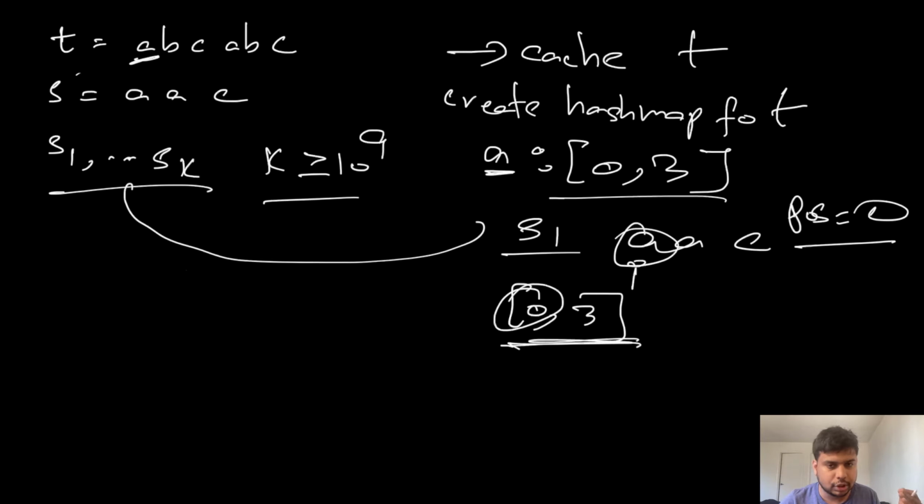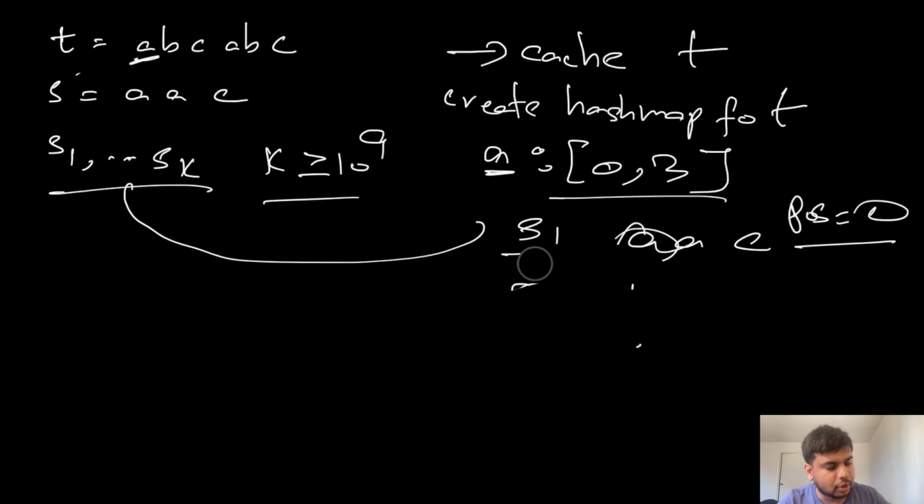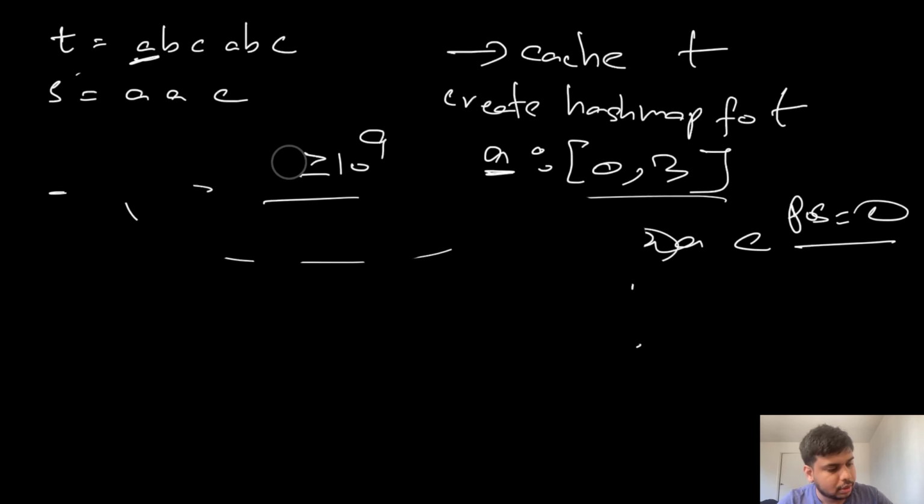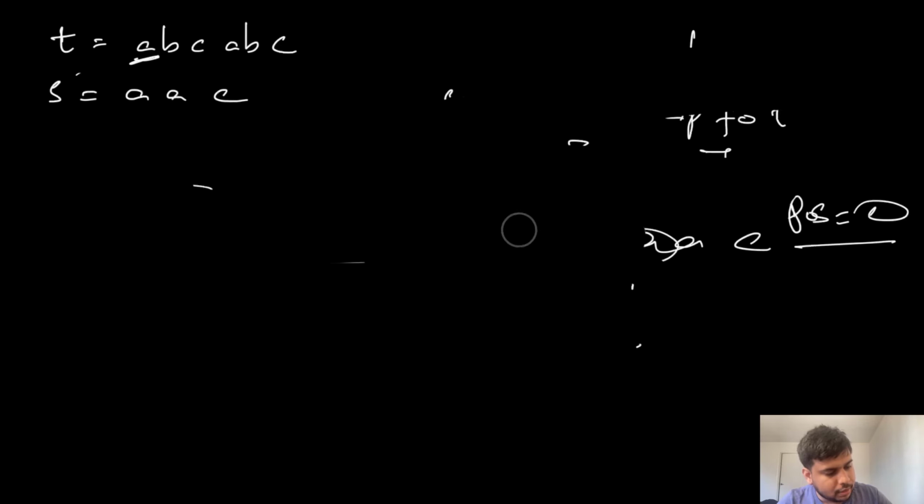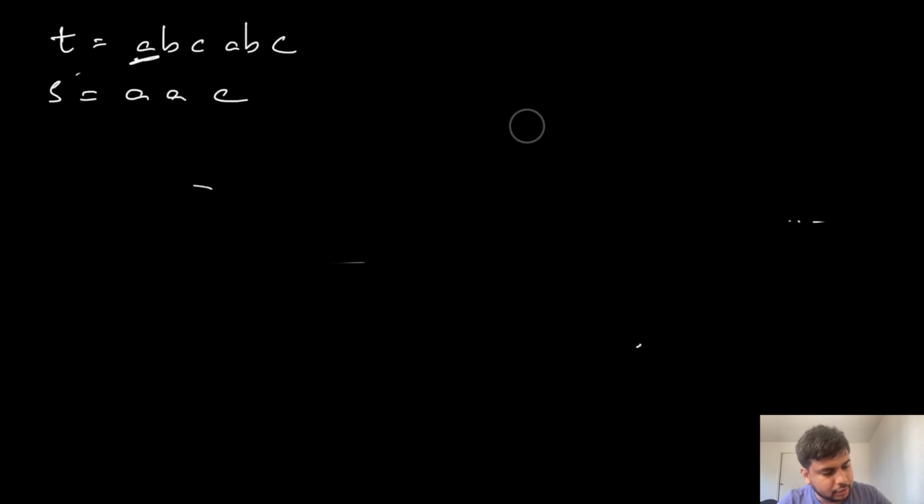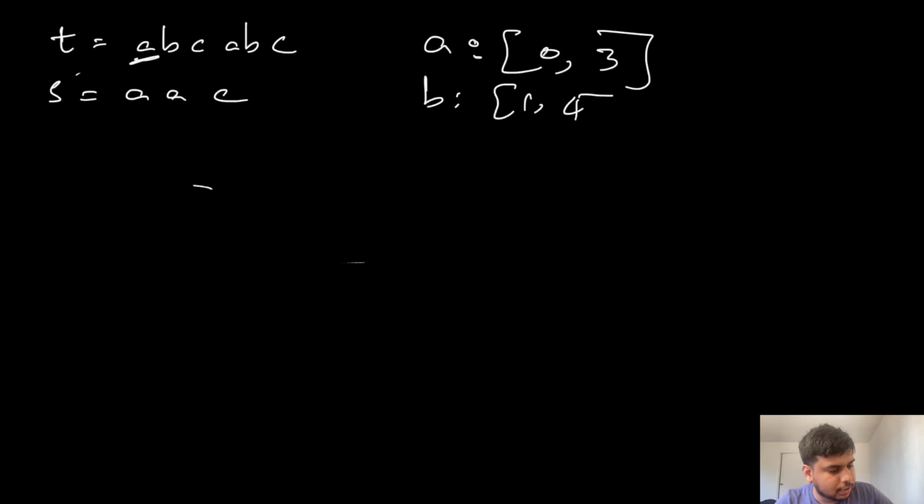I know you wouldn't have understood completely. This is just an outline that we are going to follow. Now I'll do a deep dive and explain with an example so that you understand much better what exactly we are going to do here. Let's take the same example. Create a hash map first for t. A occurs at positions 0 comma 3, B occurs at 1 comma 4, C occurs at 2 comma 5.